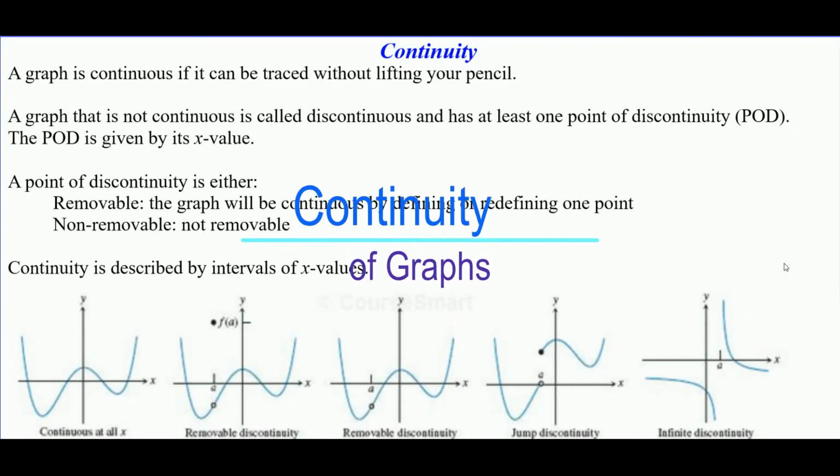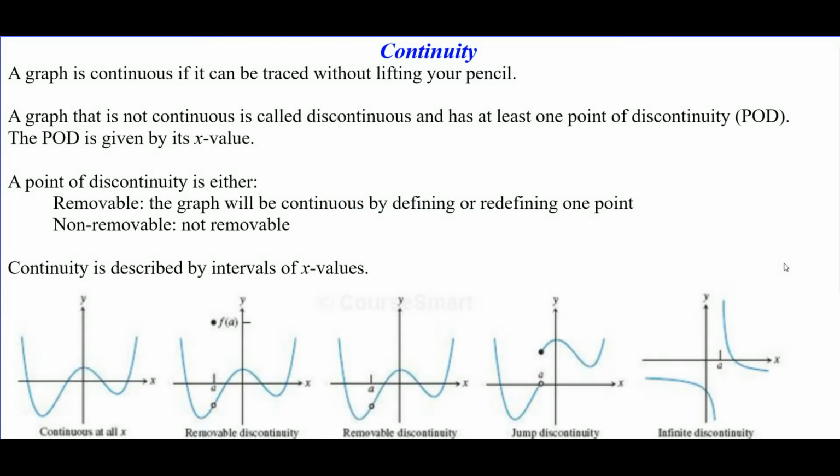In this lesson, we're going to look at the continuity of a graph. A very simple definition here is a graph is continuous if it can be traced without lifting up your pencil. So looking at this first graph at the bottom, if I trace this graph, you can see that I'm tracing it without lifting up the pen or the pencil. So we refer to that graph as a continuous graph.